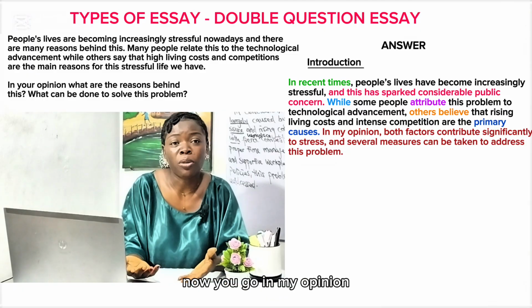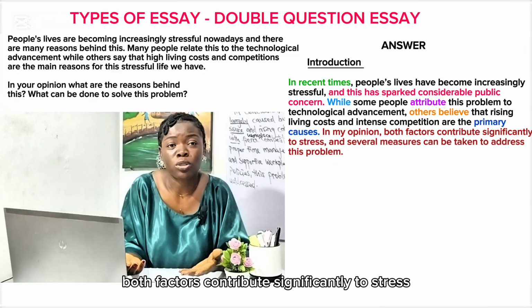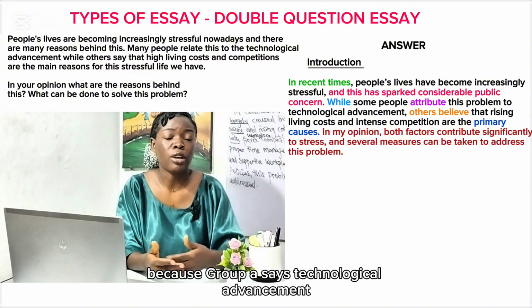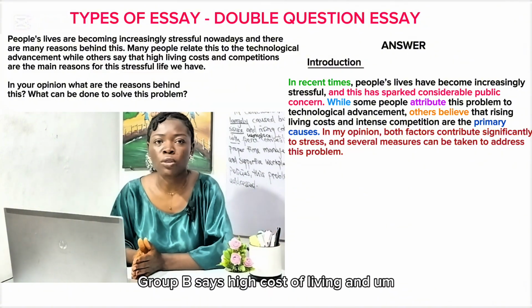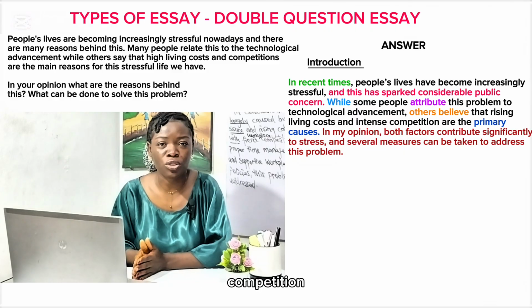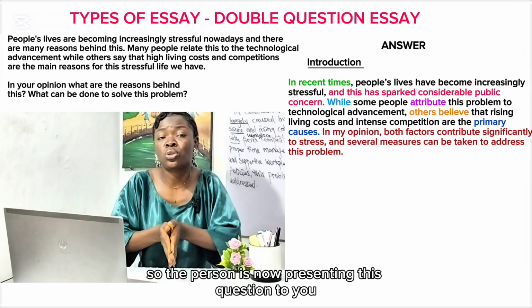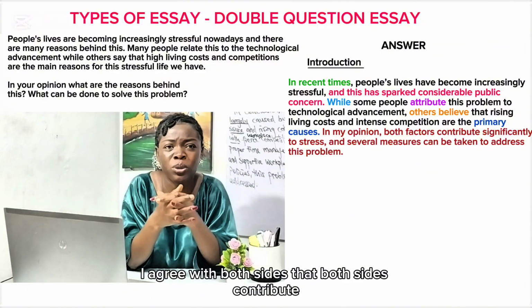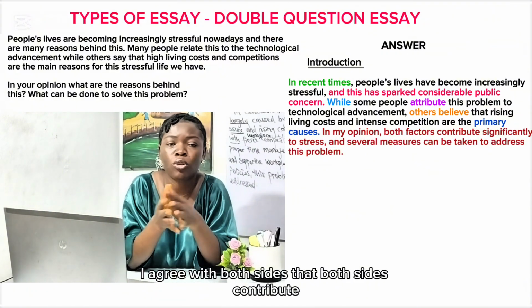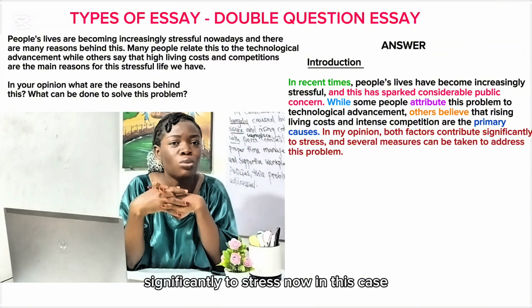And you go, in my opinion, both factors contribute significantly to stress, because group A says technological advancement, group B says high cost of living and competition. So the person is now presenting the situation to you and asking, in your opinion, what are the reasons? You can say, in my opinion, I agree with both sides, that both sides contribute significantly to stress.